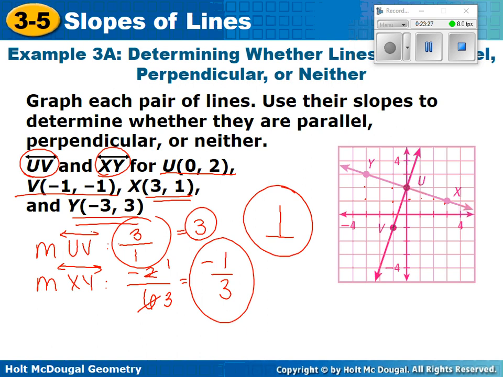Okay, have you ever heard of point slope? Point slope form. Do you know what point slope form is? Raise your hand if you have heard of point slope form before. Anybody know what it is? Okay, I'm going to help you out. You tell me once you start remembering.